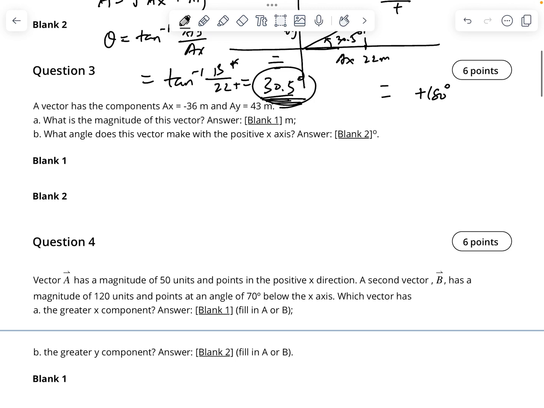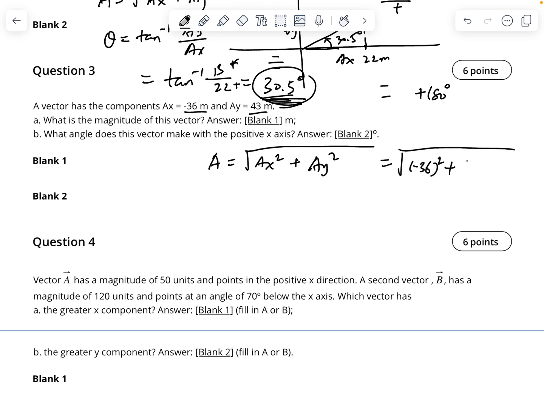Number 3, a vector has the components Ax negative 36, Ay 43. What is the magnitude of this vector? So this is very simple. The magnitude equals the square root of Ax squared plus Ay squared, equals negative 36 squared plus 43 squared. So you make the calculation. What angle does this vector make? The angle equals inverse tangent of Ay over Ax, inverse tangent of 43 divided by negative 36. Let's see what we get.